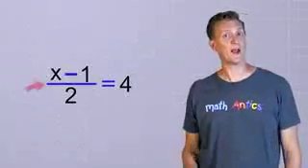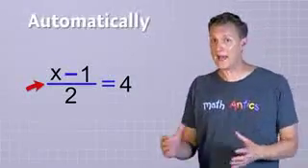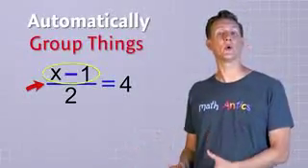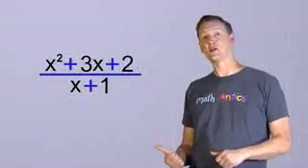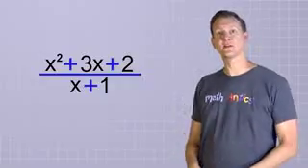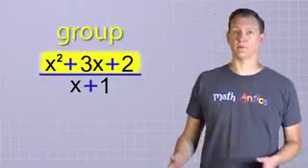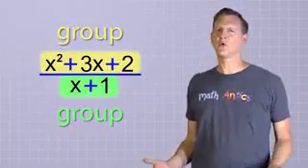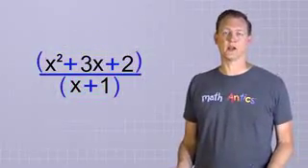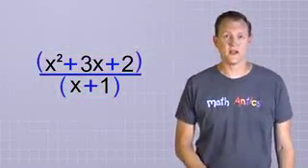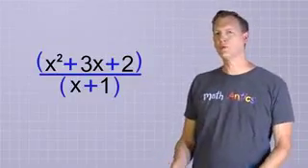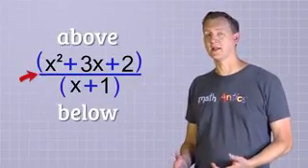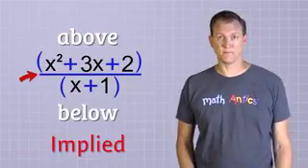In algebra, the fraction line is used as a way to automatically group things that are above it or things that are below it. For example, in this fancy algebraic expression, everything that's on top of the fraction line forms a group, and everything on the bottom of the line forms another group. Of course, we could put parentheses there if we wanted to make it really clear, but it's not required. Grouping above and below a fraction line is just implied in algebra.